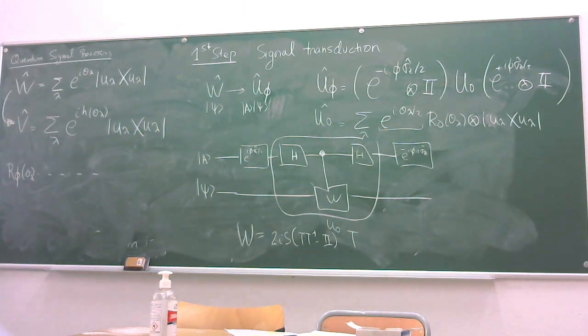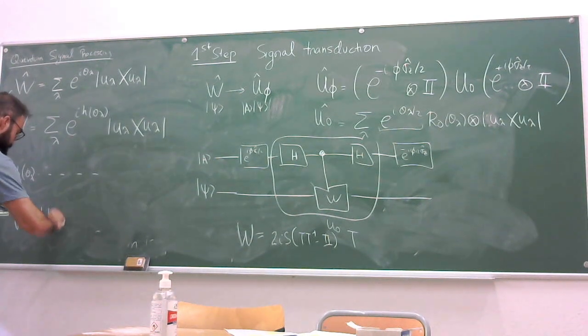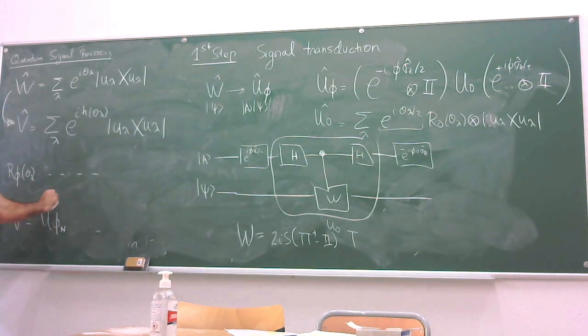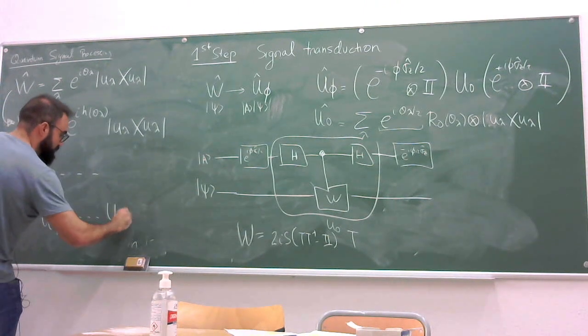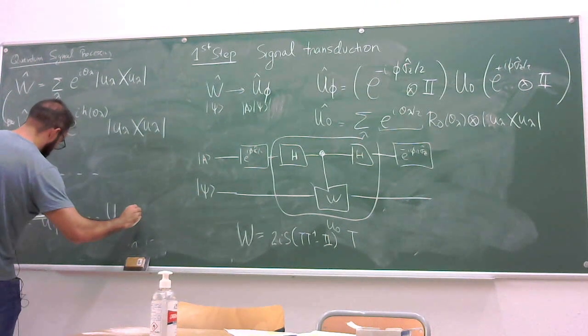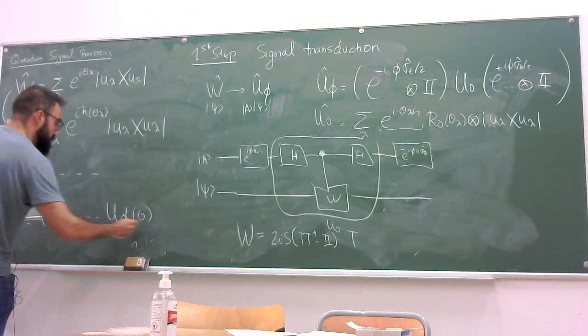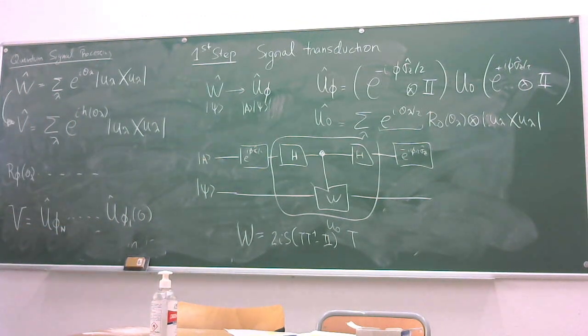And basically, it's confusing because I use the same notation, but this is the sequence of rotations that I presented before. So the sequence of rotations is given by the sequence of unitaries. The rotations that we did before with a single qubit are now done by this unitary.